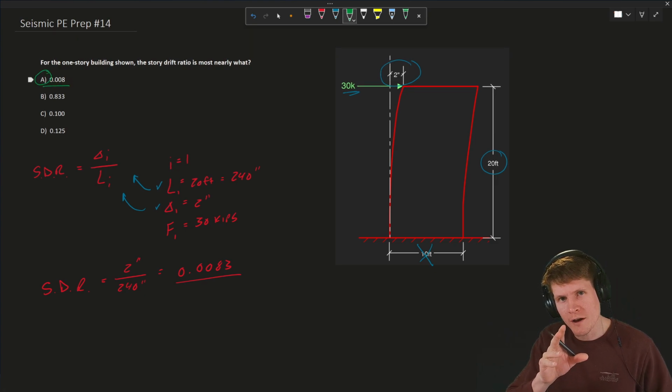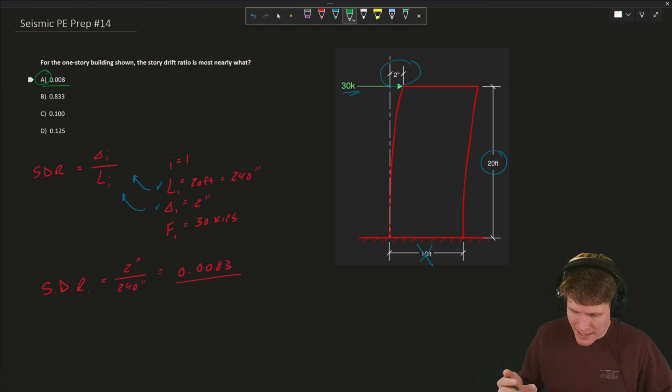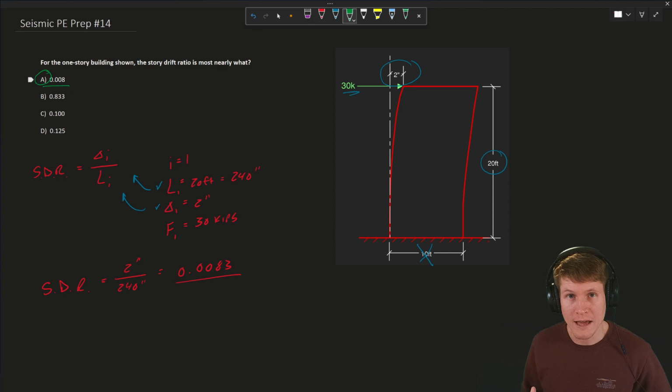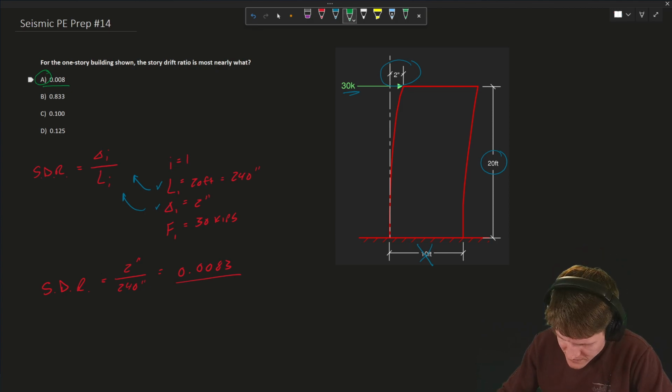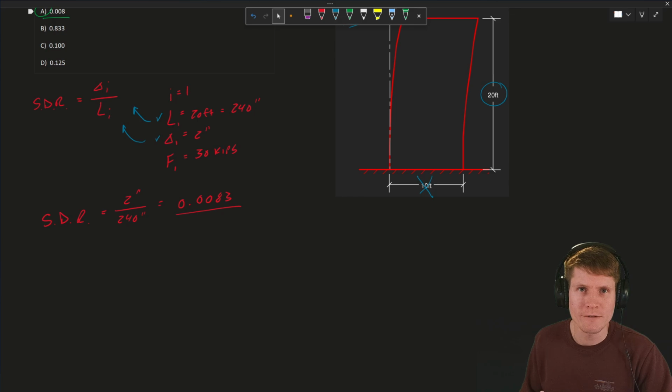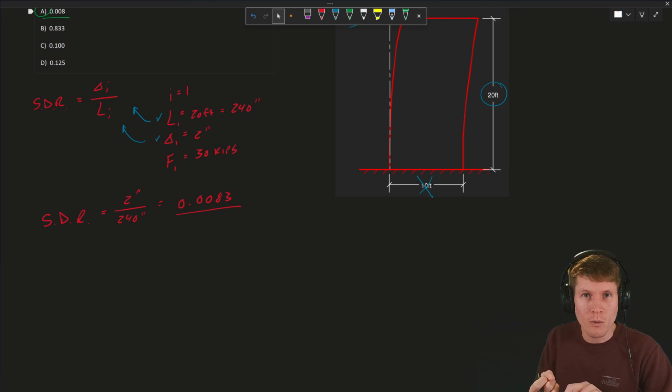Don't go anywhere though, because let's talk a little bit further on this and try to include some additional context to this problem that may well be another problem that you encounter on your exam. Oftentimes, professional engineers, I feel like it might be split 50-50, maybe not, go about checking their drifts either based on ratio or based on the actual numerical value in inches.